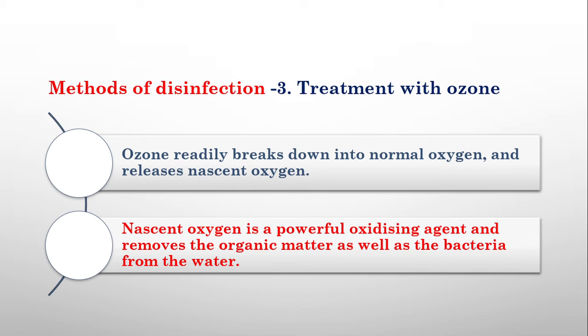Third one is treatment with ozone. You all know that ozone is O3. It contains a nascent oxygen as well as an oxygen molecule, O2 plus O. O is known as nascent oxygen. So this nascent oxygen has the capacity to oxidize. It is a powerful oxidizing agent. It has the ability to kill bacteria. So when ozone is added, it will dissociate into nascent oxygen as well as oxygen, and the nascent oxygen will disinfect the water. That is the principle.